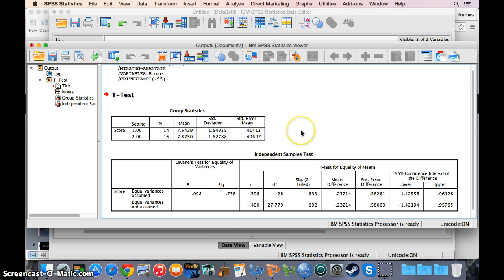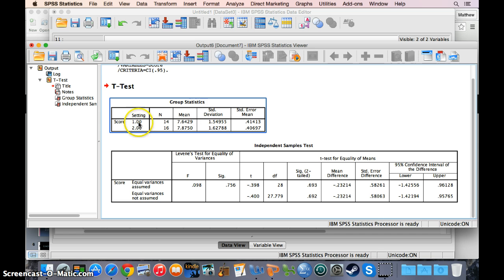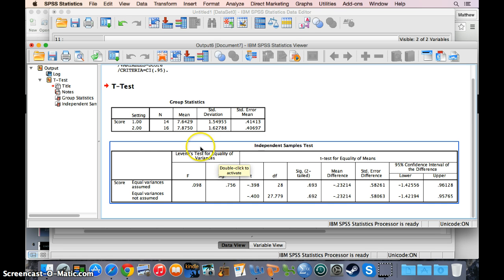Voila, there it is. So you've got your sample size here in your group statistics: 14 for setting 1, 16 for setting 2. You can see the means, 7.64, and in suburban, 7.88, the standard deviations, and the standard error. And then down here is the independent samples test.